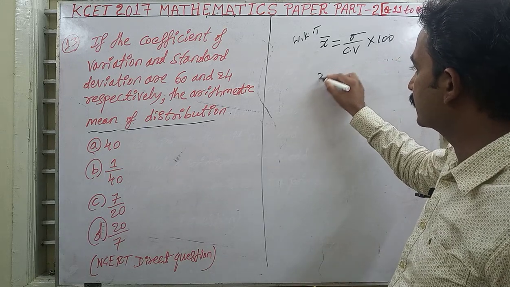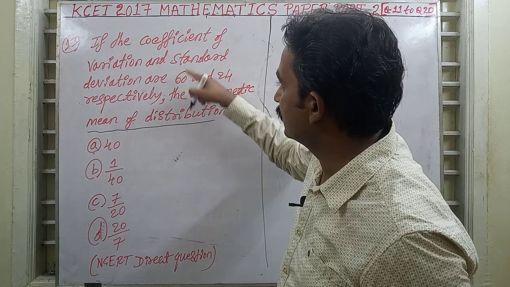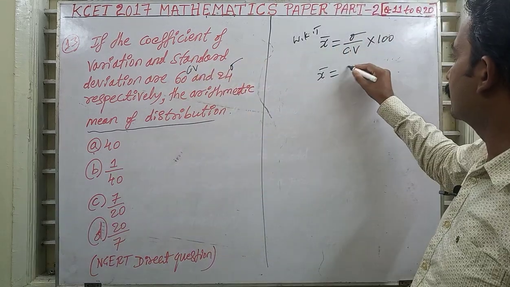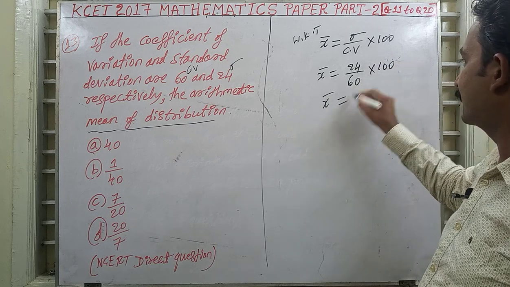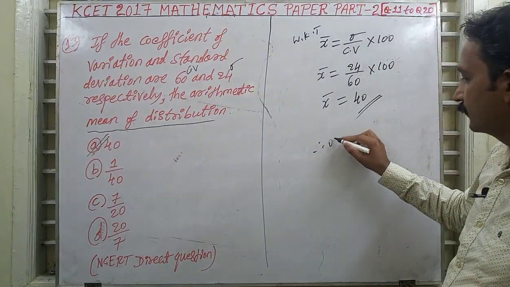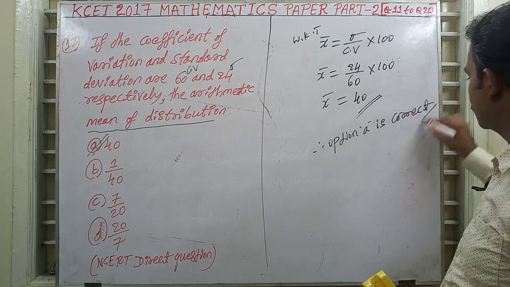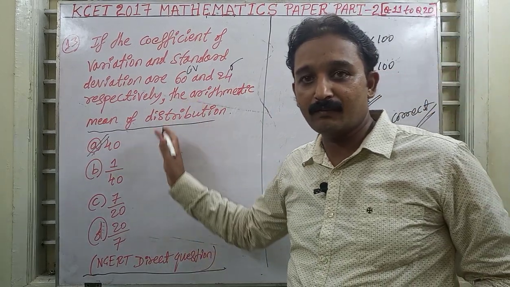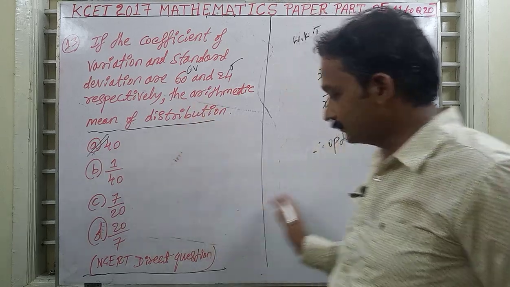We have to find out x bar. Sigma is the standard deviation, which is 24, and the coefficient of variance is 60. So 24 divided by 60 into 100. Simplifying this, we get the answer 40. So 40 is the answer. Option A is correct. This is an NCERT direct question. All the students attend this question easily because they have already solved this type of question in the NCERT textbook. So many questions are there in the NCERT textbook.